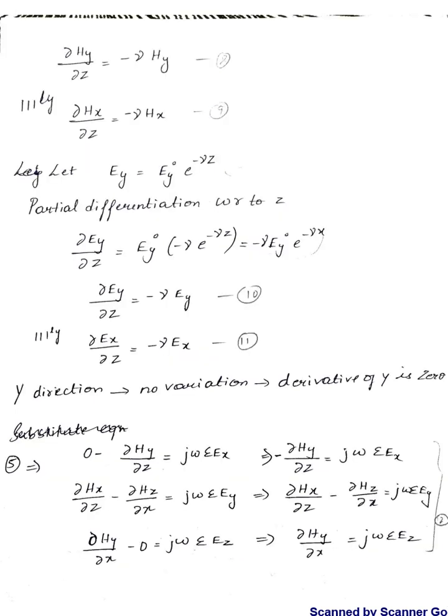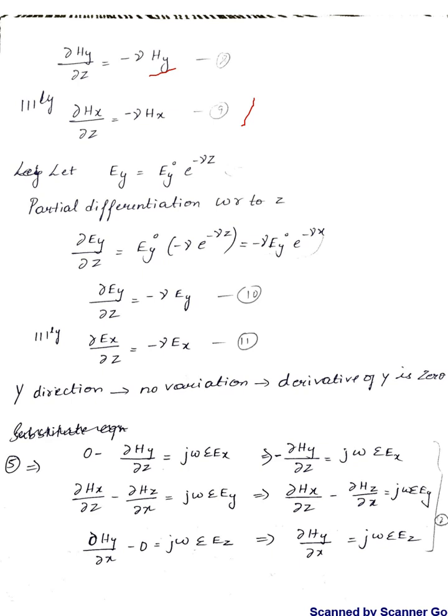So previously you assumed Hy naught e power minus gamma z as Hy. So you are just going to replace it by Hy, and after that you are going to find it for the x direction also. So wherever you have y, just replace it by x and write this equation. Now we have completed it for the H direction.